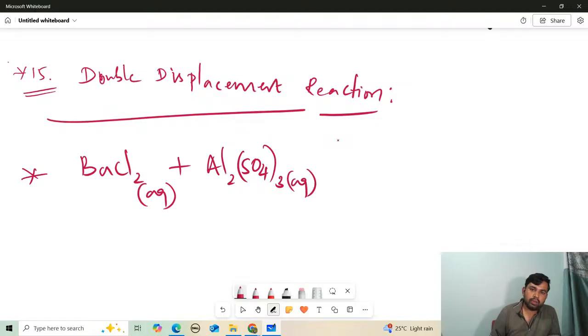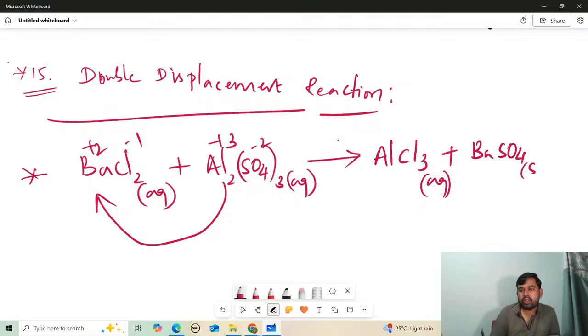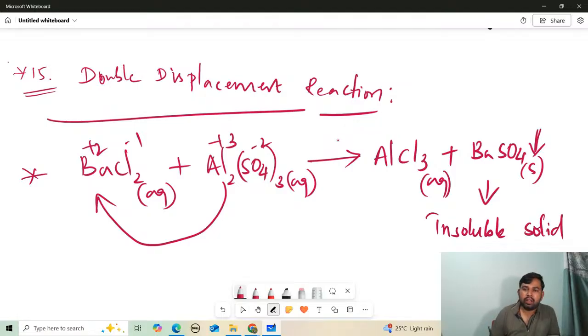If these two salts are taken, then what happens is an exchange of ions. This is plus 2, this is minus 1, this is plus 3 aluminum, this is minus 2. In the place of barium, aluminum will form aluminum chloride, AlCl3, plus this is an aqueous solution. This is barium sulfate. This barium sulfate is an insoluble solid. You should represent it with the downward arrow mark.